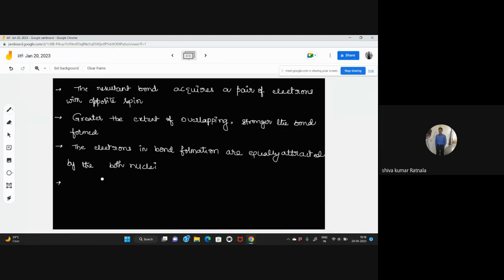Next point is, next, the amount of energy released per mole during the overlapping process is called bond energy.